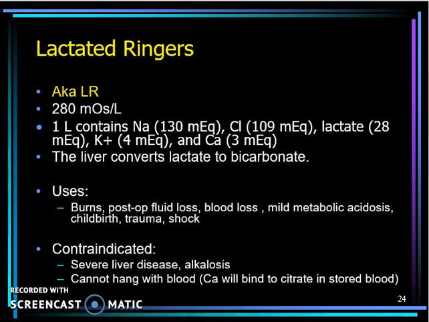The liver converts the lactate to bicarb, so this is actually a really good solution if you have someone who's in a mild metabolic acidosis. That little bit of bicarb can help kind of turn it around. So great for burns, post-op fluid, blood loss, shock. Again, this lactate is converted to bicarb, so we're going to be a little bit hesitant to give that to someone who's got severe liver disease, because the liver is what actually converts that lactate, and so we wouldn't want to overcome the liver with too much lactated ringers.